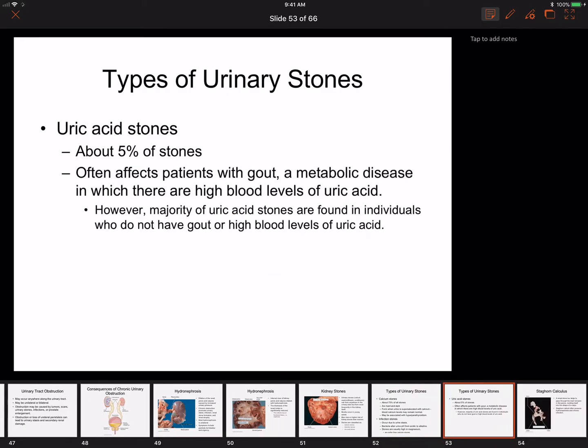As far as uric acid, it's not a very common type, but it's usually seen with patients who have metabolic disorders, particularly gout. In gout, there is usually hyperuricemia, so elevated uric acid in the blood, which could deposit in the kidney as a stone.